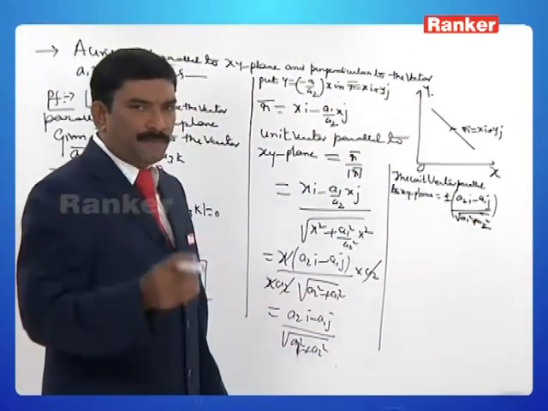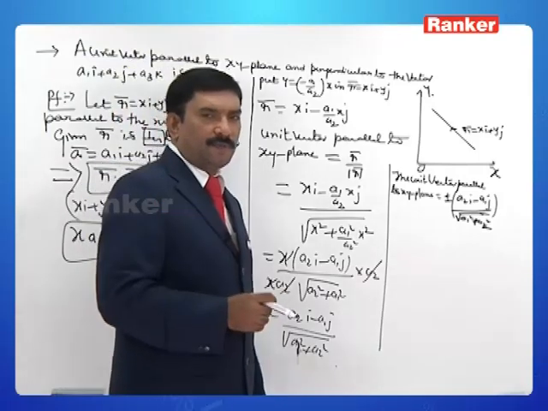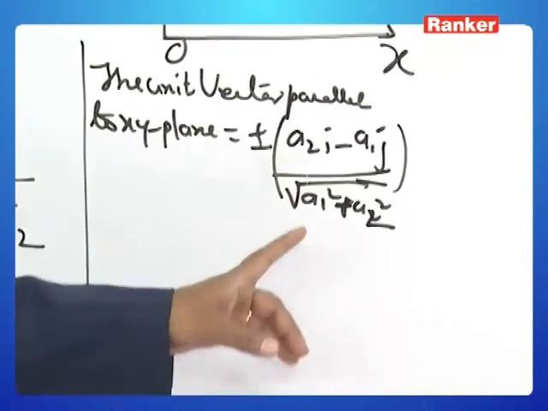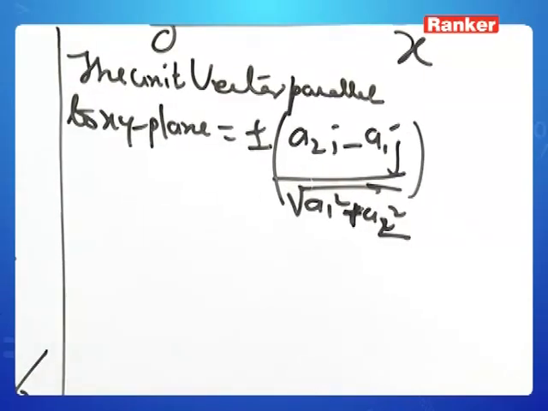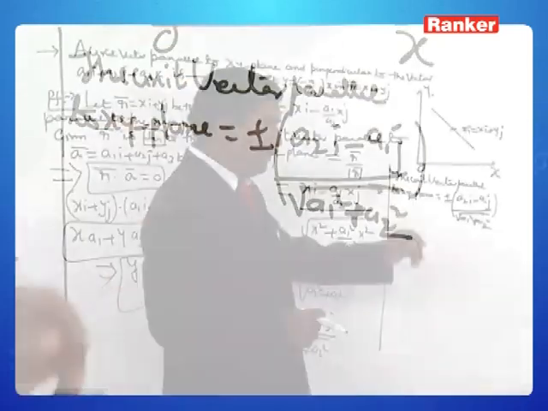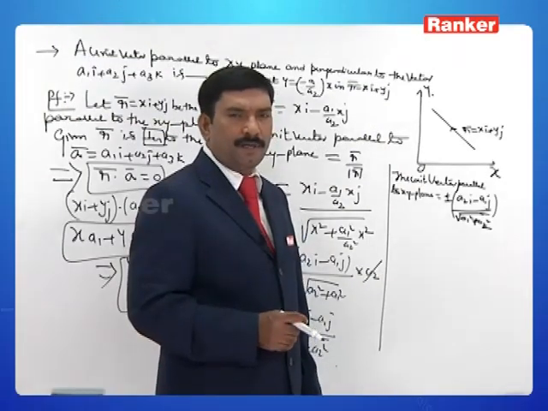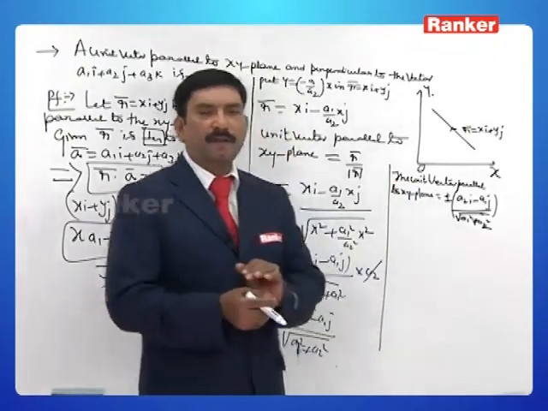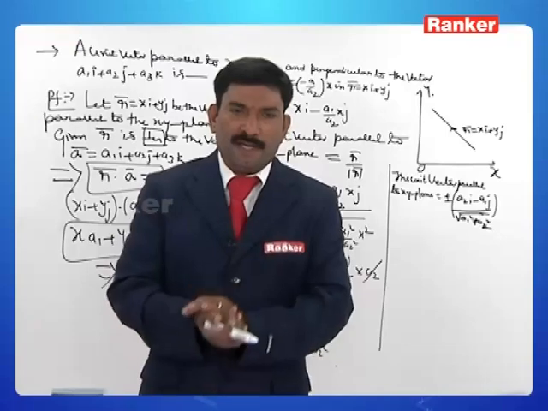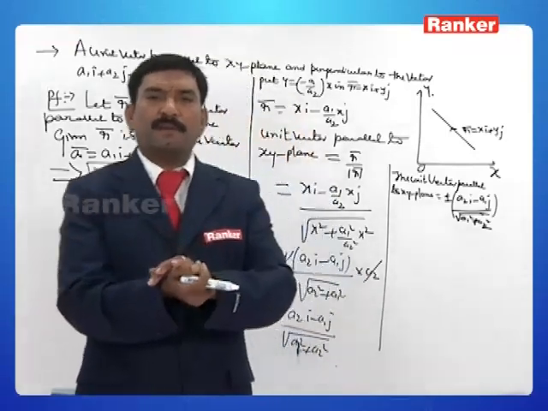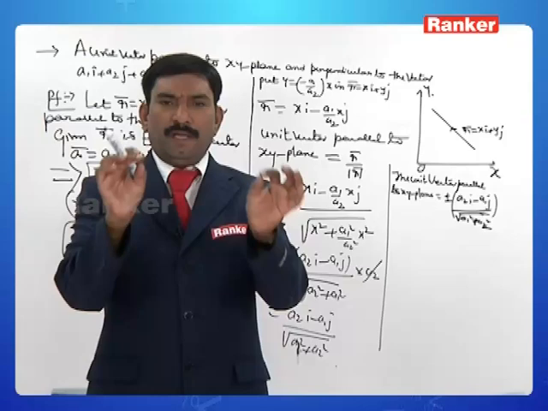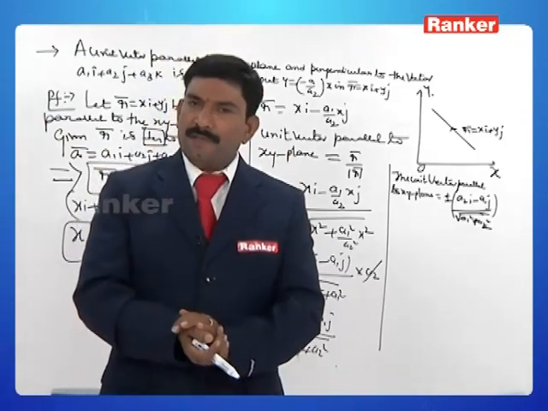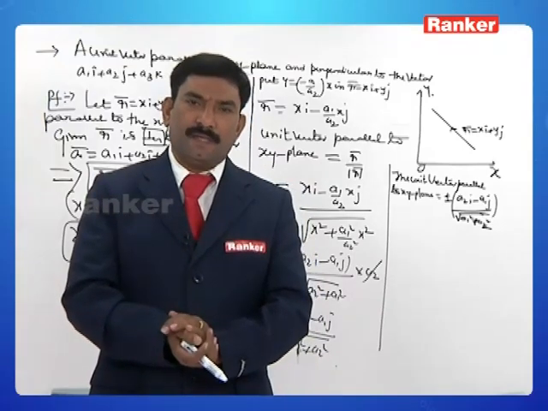You can very well observe what the scalar components are. They will be there in the denominator under the square root. We have a2 and a1, correct or not? a2 and a1. Therefore, this is the unit vector parallel to xy plane, given by plus or minus a2 into i, a1 into j by square root of a1 square plus what? a2 square.